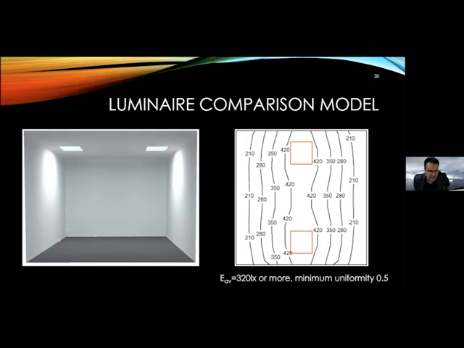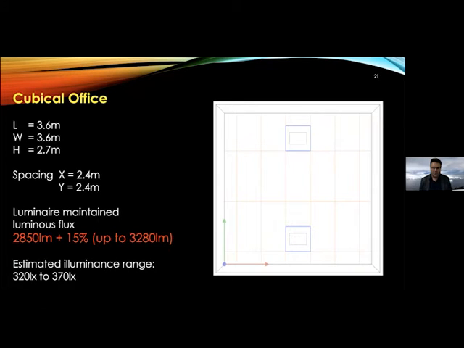So here's the smallest possible model, I would say. You've got a cubicle office, 2 luminaires, 320 lux, a bit more, minimum uniformity 0.5, measured from wall to wall, okay? So here is a page showing all the parameters. This is a really small office, 3.6 times 3.6, the height 2.7. We're using spacing 2.4.